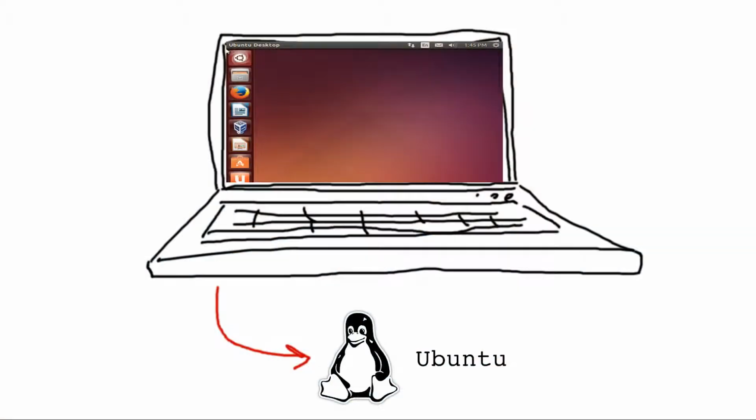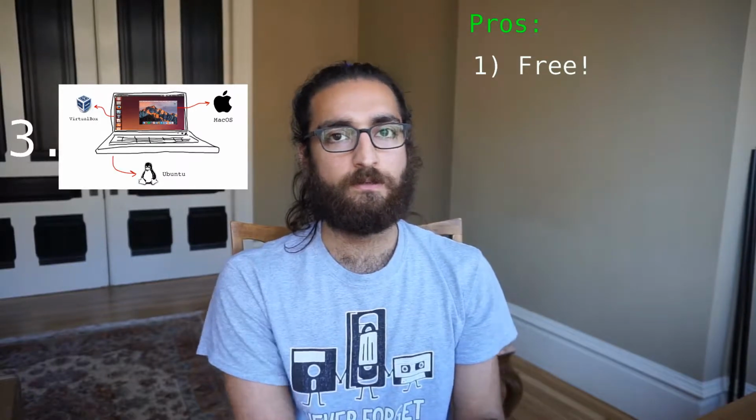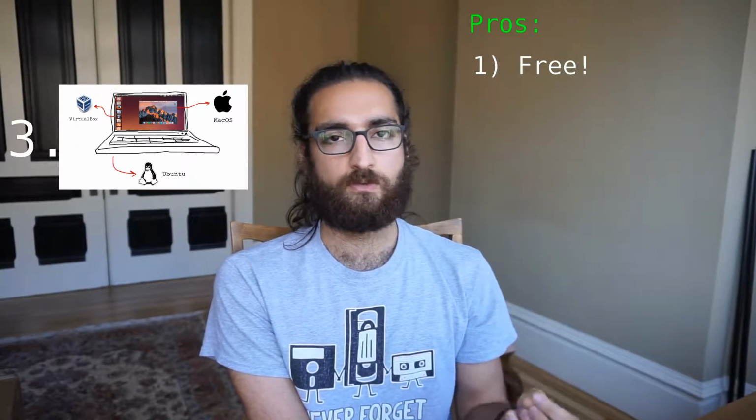Now the third option is to use a virtual machine or a VM. A VM is a piece of software that lets you emulate other hardware. Basically, it lets you install another OS, in this case macOS, inside of your main OS, in my case Ubuntu. Now the benefits with this method is that it is cheap, you don't need to buy additional hardware. Some of the virtual machine software out there costs you money. I'm going to use VirtualBox, which is free and open source.